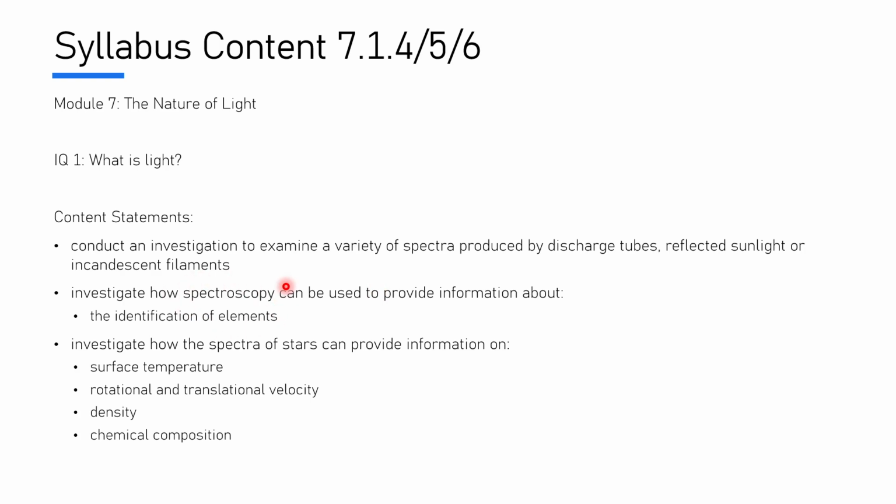This technique is known as spectroscopy, and it can be broken down into many subparts, but we're going to be focusing on how we can use it to identify elements, particularly when we're looking at stars. And we can also gain some more information using the spectroscopy of stars, where even though we're nowhere near them, and no one's ever been close to them to observe, face to face, so to speak, we can actually use spectroscopy to estimate surface temperature, rotational and translational velocity, density, and chemical composition, in other words, identifying elements.